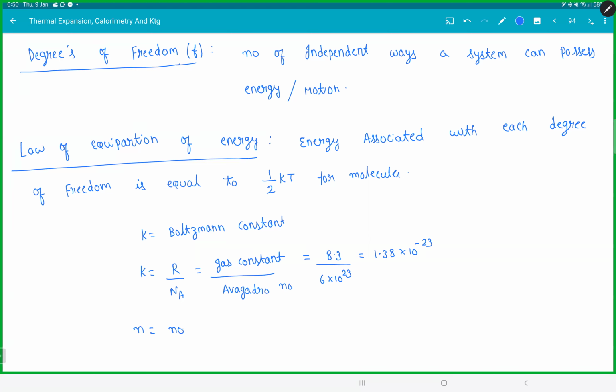Small n is the number of moles. Capital N is the number of molecules. So the number of molecules is given by the number of moles into Avogadro number. One mole contains one Avogadro number of molecules. Have a look at this. I'll put it down in more detail in the next page.